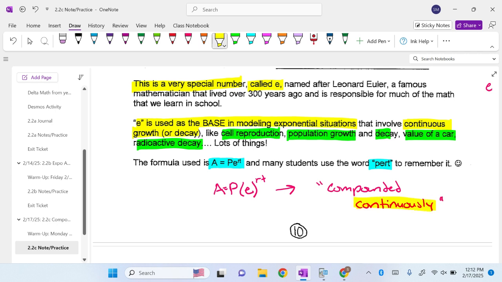Keyword: continuously. If it does not say continuously, do not use PERT. If it does not explicitly say compounded continuously, do not use PERT. You're probably using another formula. This unit is a lot about formulas.